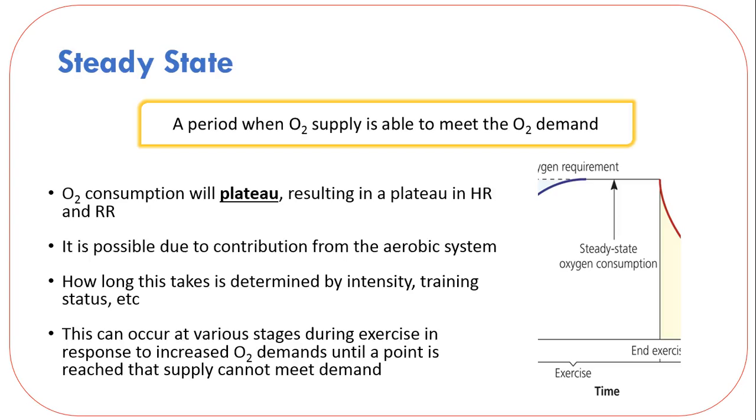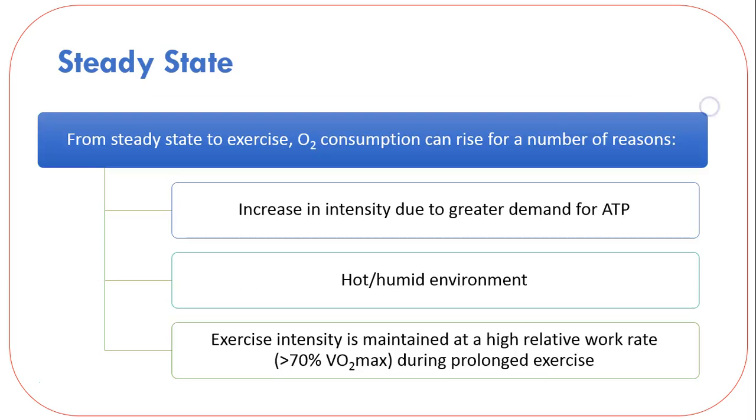So how long it takes to reach our steady state is determined by how hard we're working, our fitness levels, all of those sorts of things. And this can occur at various stages during exercise. So it might be that we reach, say, this steady state, and then we have to, if it's the beep test, work that little bit harder because we go to the next level on the beep test, okay? And then you would find there would be another oxygen deficit until we meet that new demand, okay? And you would have this step sort of pattern in terms of our oxygen consumption patterns.